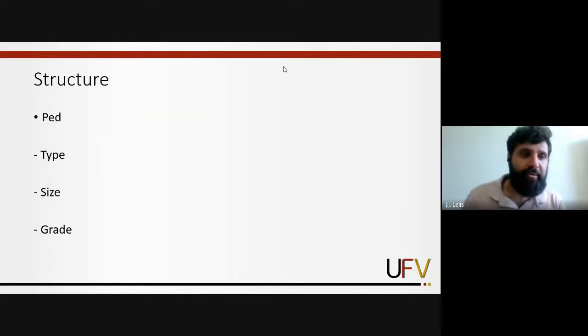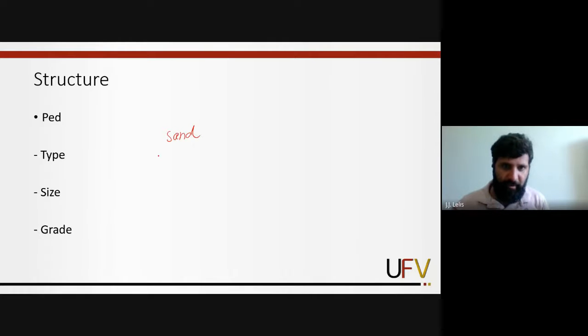Another soil property that's very important. To me, it's one of the most important soil properties that should be described: the structure. The structure is the organization of primary particles. Who are the primary particles? Sand, silt, and clay. All three are the primary particles.